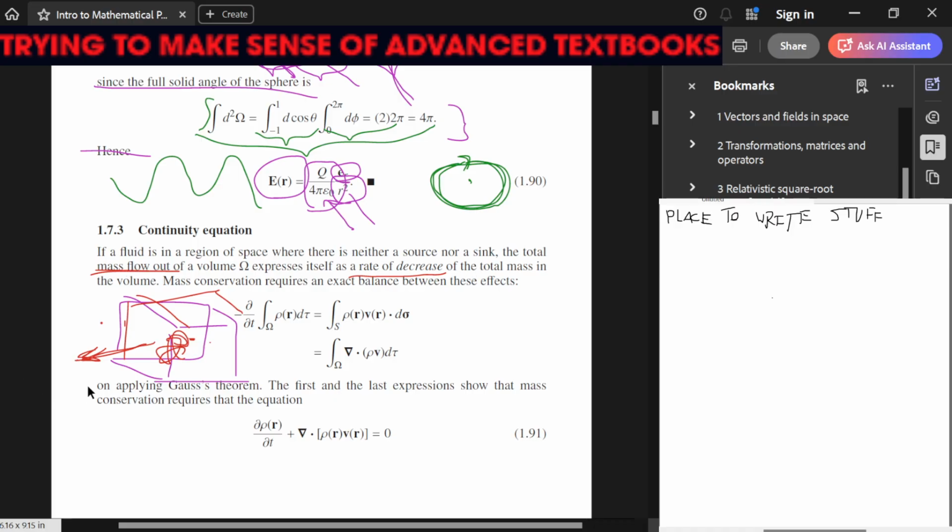Yeah, it makes sense. Okay. It's exactly what I just said. Exact balance means that one thing should be the negative of the other thing. So that's why there's a negative here, so that when you add them up, it'll be 0, so they cancel out.